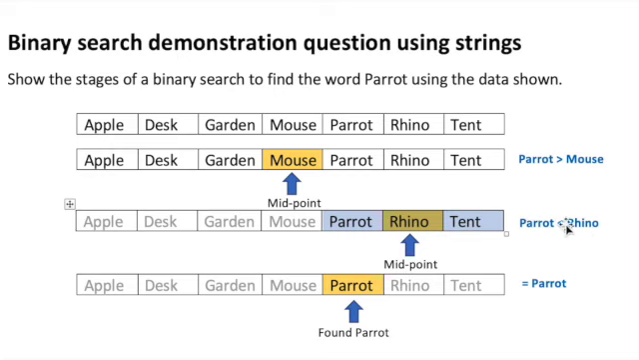That parrot is to the left of rhino. So that means we are going to ignore rhino and tent. In other words, the midpoint to the right. And we found our midpoint again, and that only leaves parrot as one element in the list, and we have found our element that we are searching for.